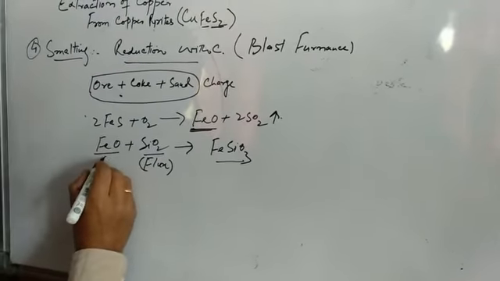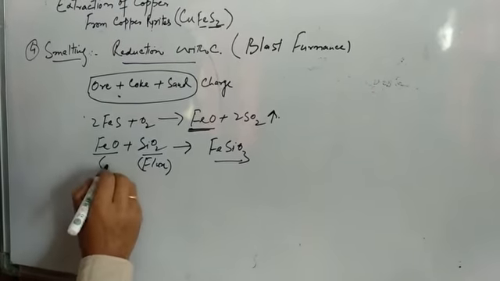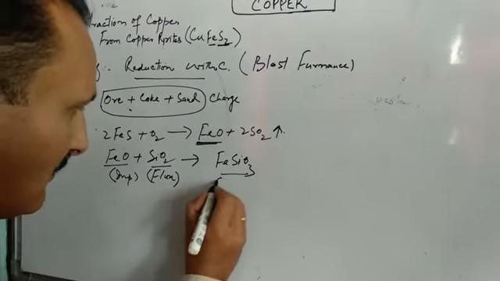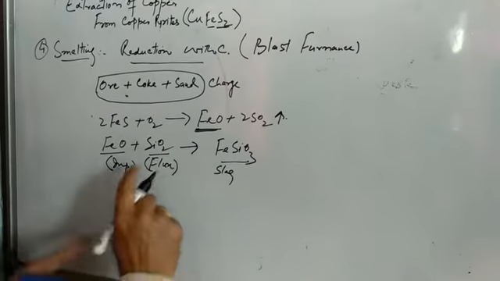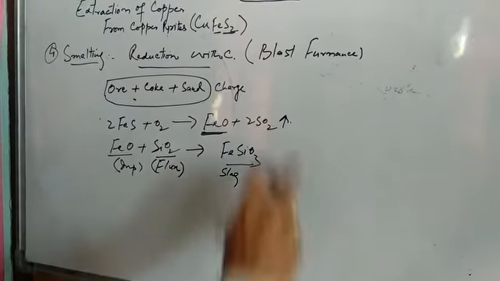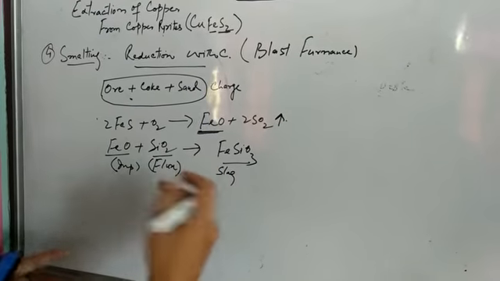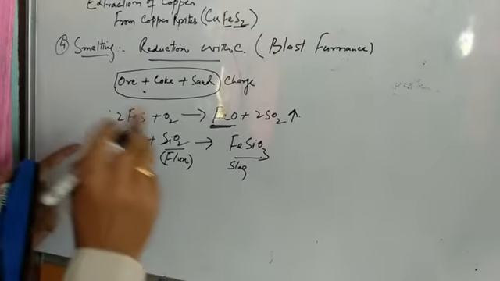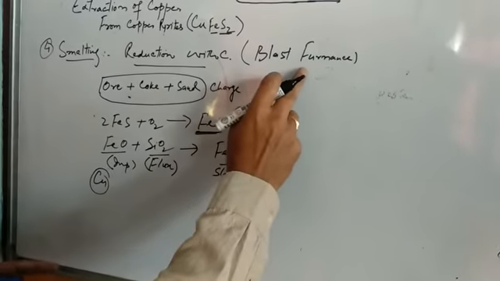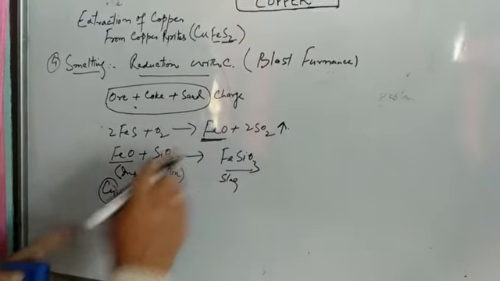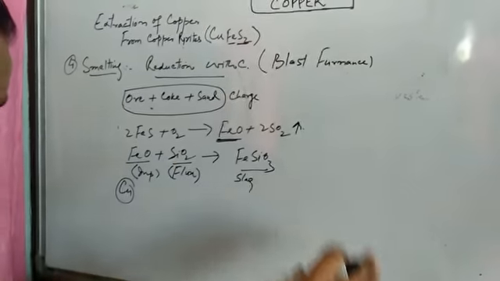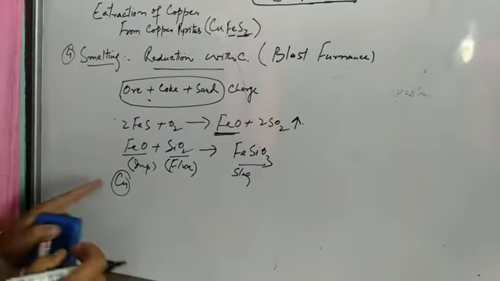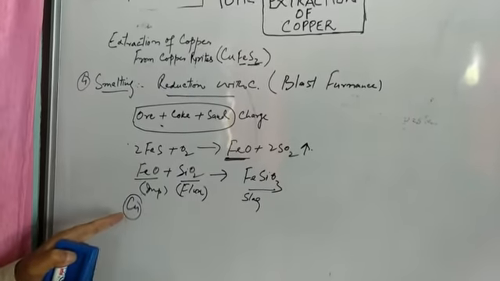And this is flux, and this is impurity. And when they combine together, they form slag. And this slag is removed from the bottom of this blast furnace. As far as copper is concerned, your copper gets melted at a very high temperature in the blast furnace, because there is a high temperature in blast furnace. That copper melts down and goes to the bottom of the furnace and can be collected from the outlet. So as a result, we get copper in molten form.